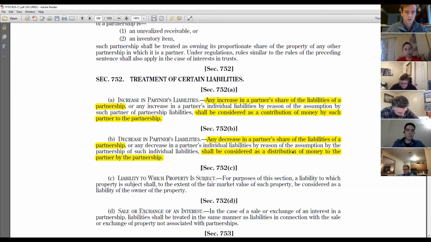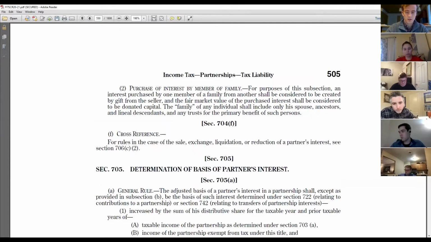And we haven't yet talked about distributions of money and what effect that has. We talked a little bit about it. So when a partnership distributes money to a partner, let's look at section 705 of the code. Remember, 705 is our outside basis calculations.